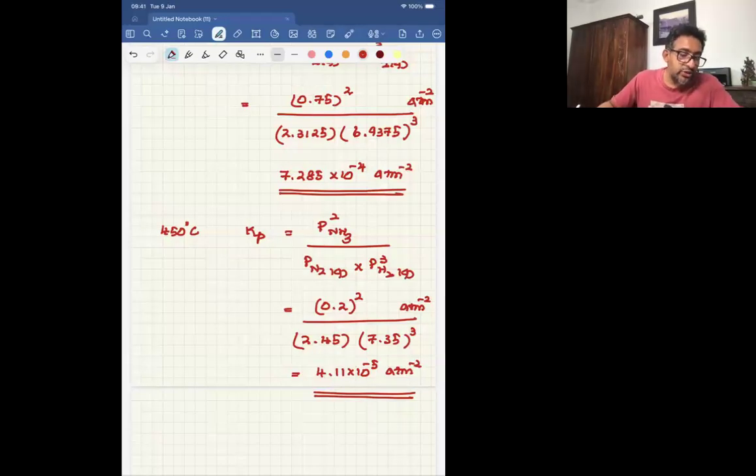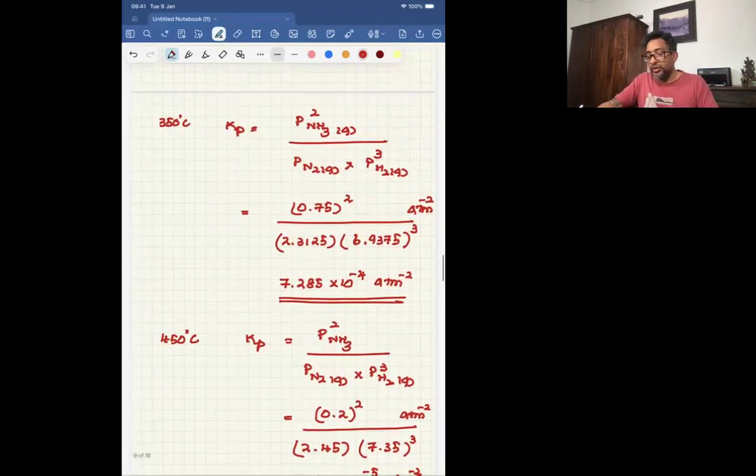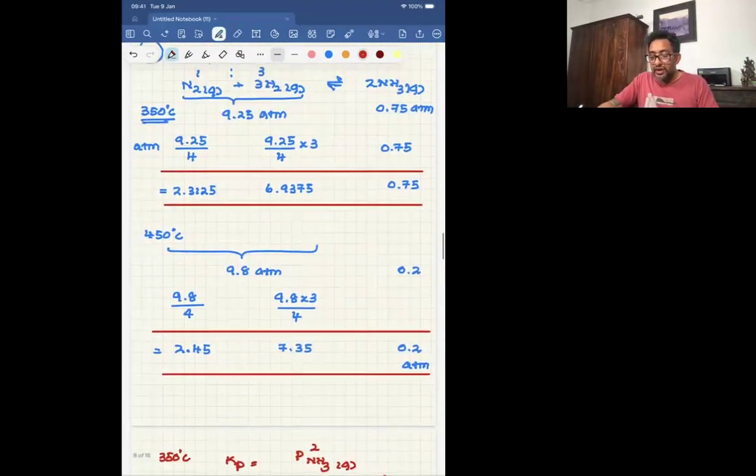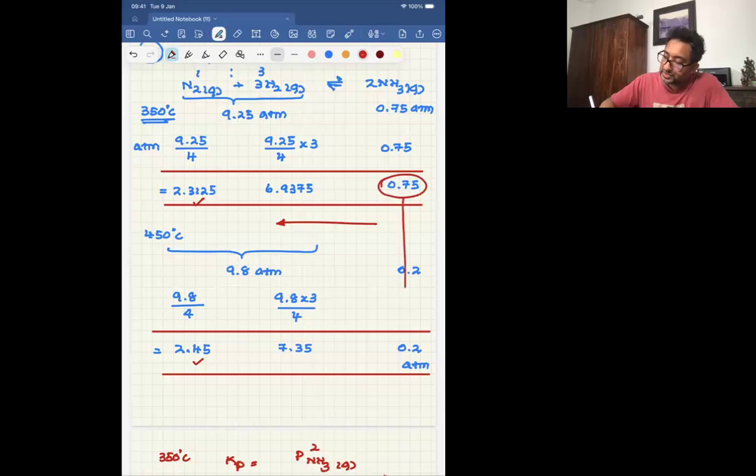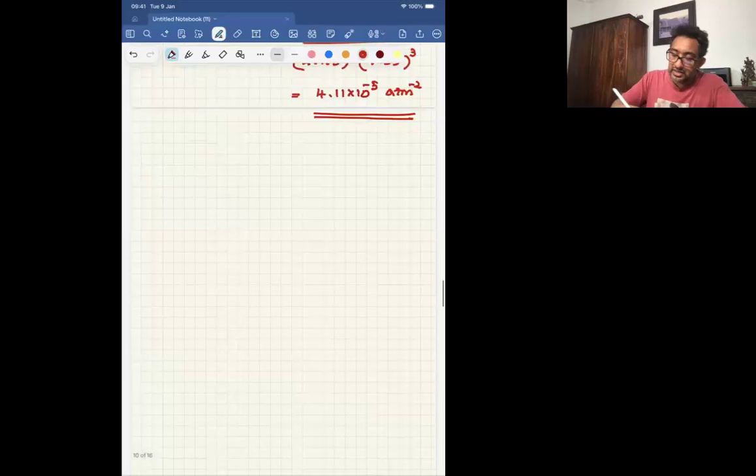State whether the reaction is exothermic or endothermic. You can see that when you increase the temperature, this favors the backward direction. Nitrogen is 2.31 and 2.45, and the product has gone down from 0.75 to 0.2. That means it has favored the backward direction. So at high temperature, the backward reaction is favored.